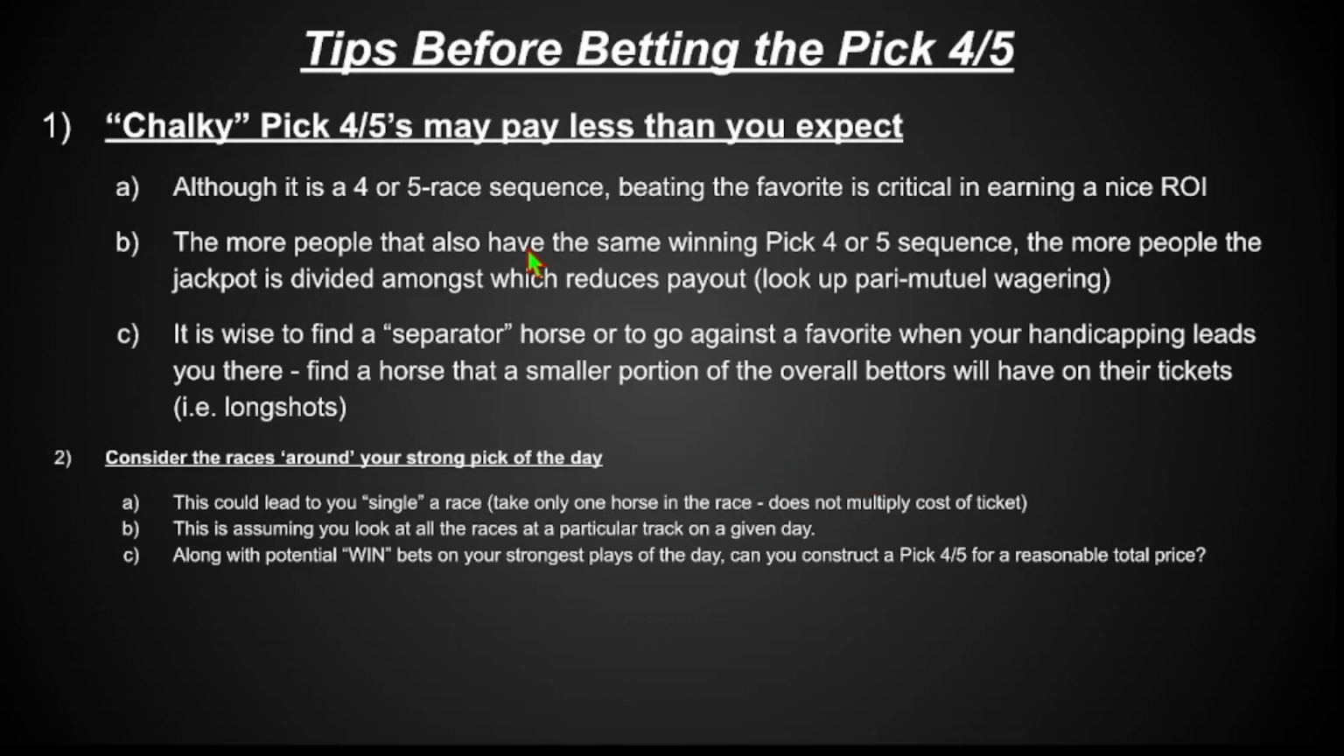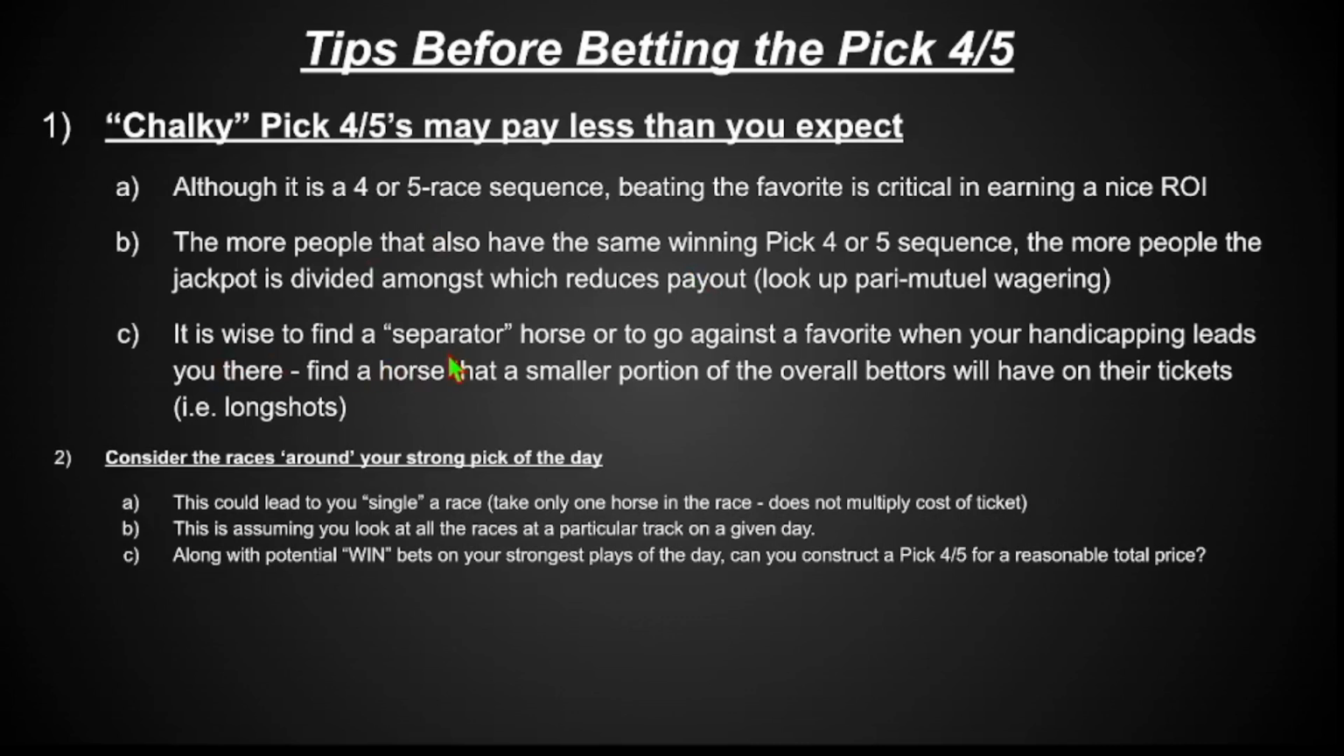Chalky pick 4s and pick 5s may pay less than you expect, and chalk is a term used to indicate favorites. You can look up the historical reason why it's called chalk, but chalky just means the betting favorites. Although it is a 4 or 5 race sequence, beating the favorite is critical in earning a nice ROI. The more people that also have the same winning pick 4 or pick 5 sequence, the more people the jackpot is divided amongst, which reduces payout. You can look up what pari-mutuel wagering is and how it works to figure out why this is the case. But when a lot of favorites win in the pick 4 or pick 5 sequence, the payout may be disappointing and less than especially some of the newcomers to the game might expect.